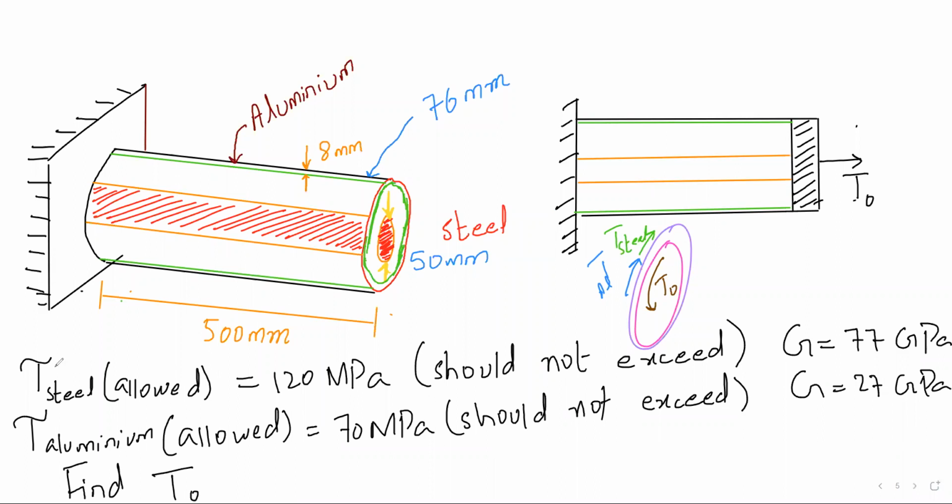So just so that you can start the problem, T naught is equal to T aluminum plus T steel. Now, what exactly is the problem? The problem says that if the shear stress allowed in the steel is 120 megapascals and in aluminum it is 70 megapascals, then find the maximum T naught that you can apply on this structure.